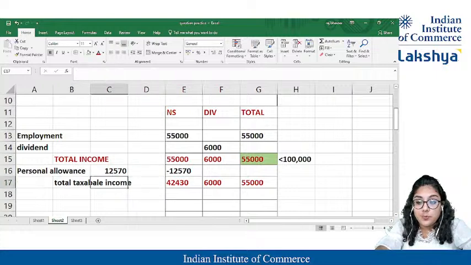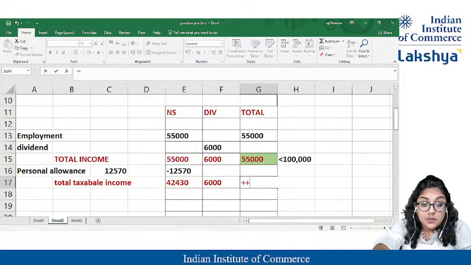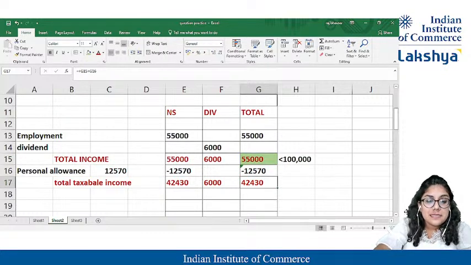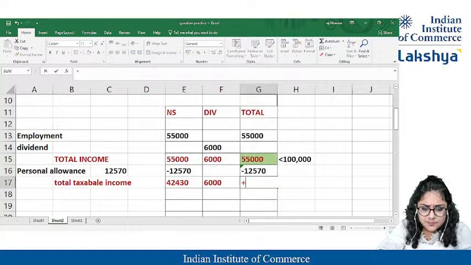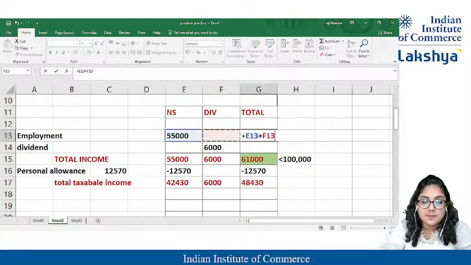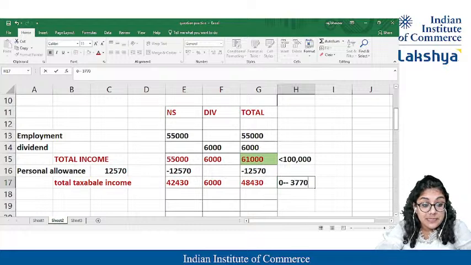On this amount only I am supposed to pay the taxes. Guys, if I check my total taxable income, I think the formula from before was not correct. I'll just copy this. Yeah, so students, my total taxable income is what? Is it coming in the first band or the second band? It is visible that it is coming in the second band, because the first band is 0 to 37700. It's more than that.